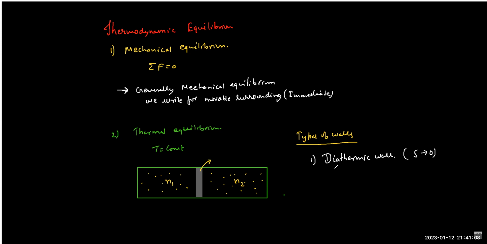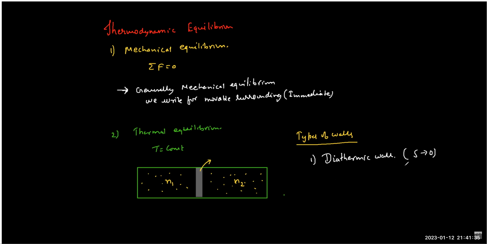So when I say diathermic wall, it is a wall through which heat can pass easily, and the amount of heat absorbed by the partition, by the wall, will be negligible. So we can say that all heat exchange will take place between the two partitioned systems. No heat will be absorbed by the wall. Is it clear what I'm saying?